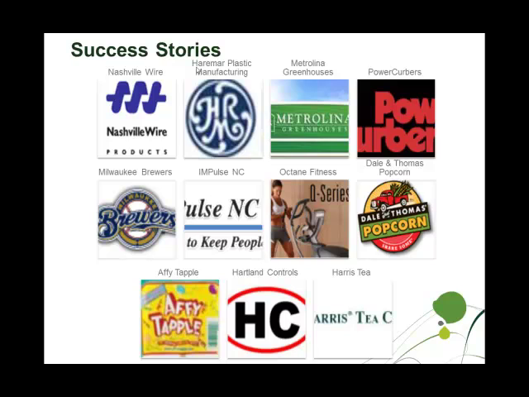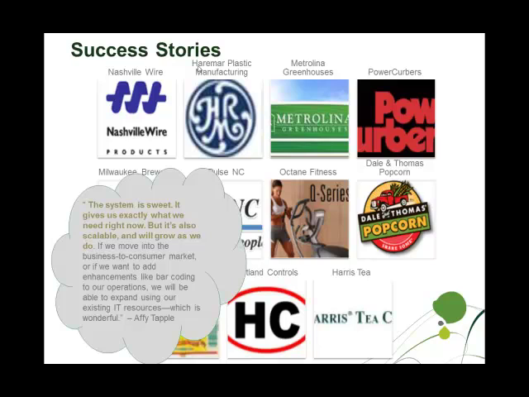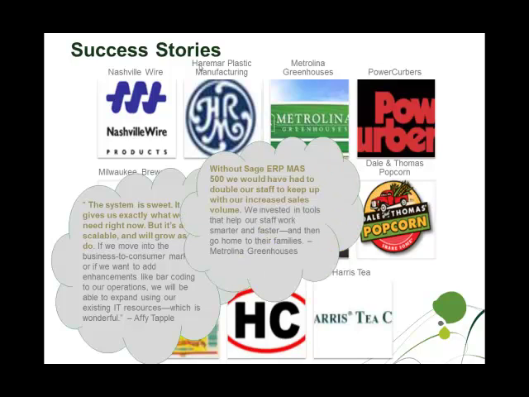On this screen, you see some of our bigger customers, including Dale and Thomas Popcorn, Affy Tapple, Harris Tea Company, Nashville Wire, Metrolina Greenhouses, and the Milwaukee Brewers. Here's what some of these customers have to say about Sage ERP MAS 500. Affy Tapple says, the system is sweet. It gives us exactly what we need right now, but it's also scalable and will grow as we do.